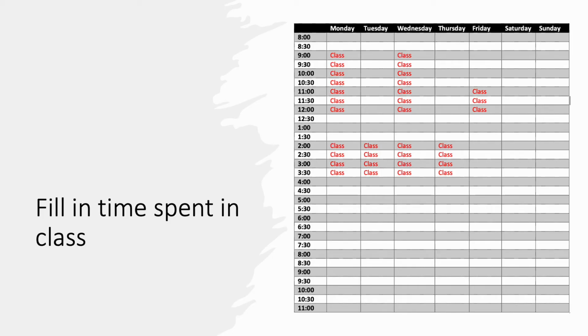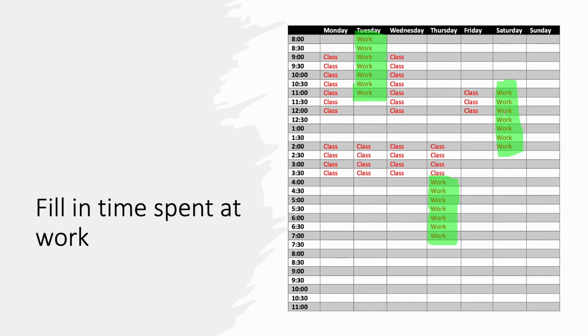I always start by filling in the times that are really concrete set times. So first I filled out time that I am going to be spending in class. This is a very structured, scheduled time every week, so it's really easy to get that down first because this isn't something that's going to be changing.